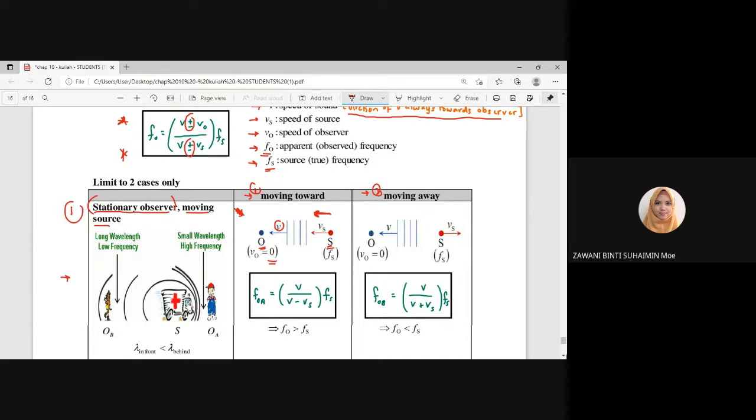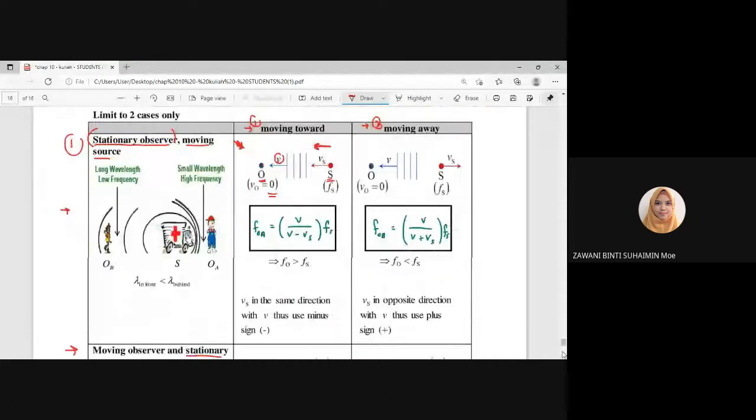So untuk menjadikan observer tu boleh dengar, direction of V tu mestilah travel ke arah observer tersebut. Okay, so kalau situation macam ni, you tengok direction V dengan direction of VS, ada panah warna biru dan panah warna merah tu, direction dia sama. So apa yang terjadi adalah bila VS in the same direction with V, we're going to use minus sign. Maksudnya kita akan menggunakan minus sign lah.